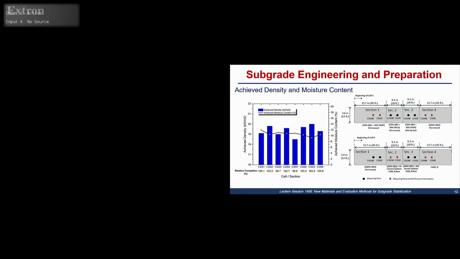Also, this is for the achieved density and moisture contents for the different test sections. The density is shown in the bars here, and the moisture content is the black line, and we were also fairly on target for densities and above 95% density for all.